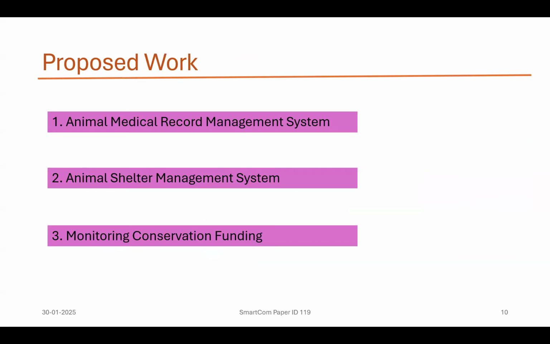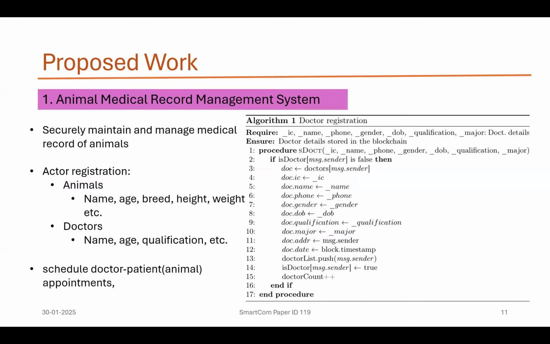All right. So our proposed system basically consists of three modules. One module looks after the medical records of the animals. The second one is the proper management of the animal shelter, and the third one is monitoring the funds that the shelter receives. Okay, so here is our first module.